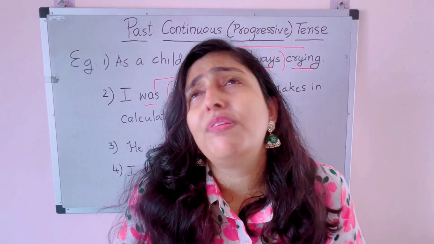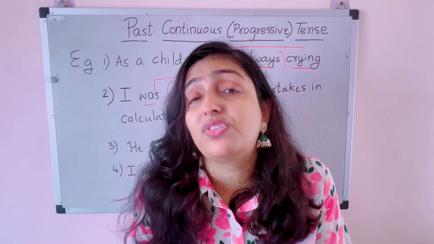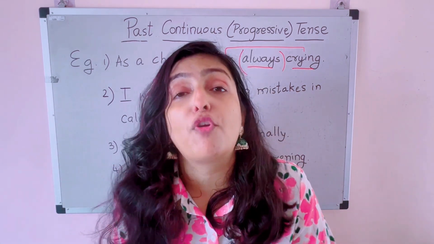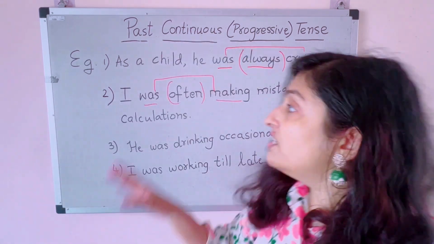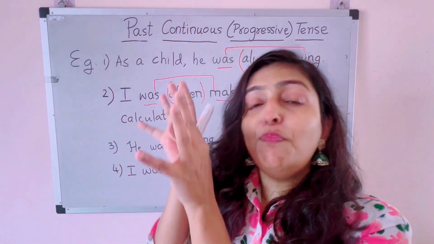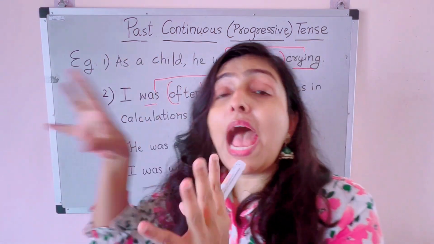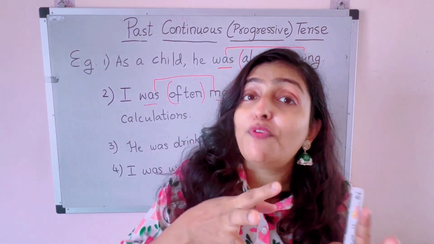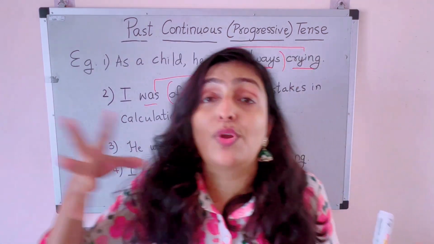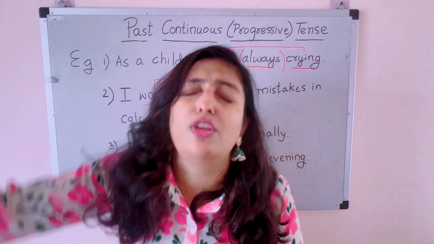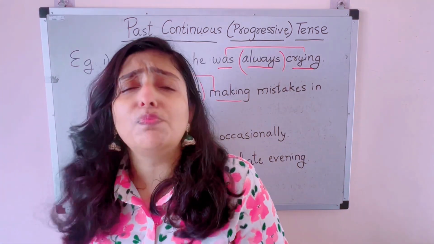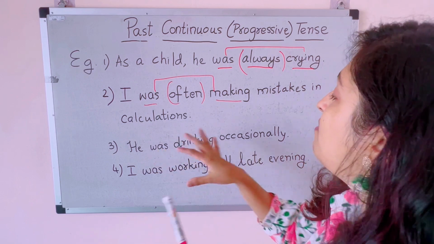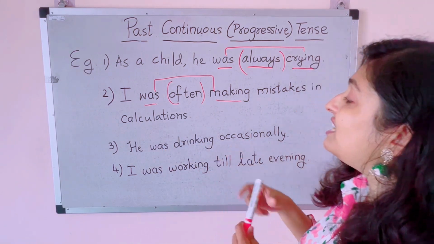I was so poor in maths. I was always making mistakes in calculations. I was so poor, and that's why I opted for arts. Okay, so this action, although being temporary, it happened during a phase of your life. Like say when you were from class 5 to class 10, class 6 to class 12, you were always making mistakes. Third example, he was drinking occasionally.